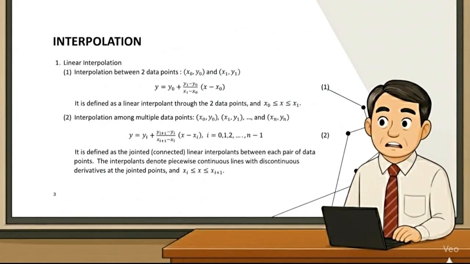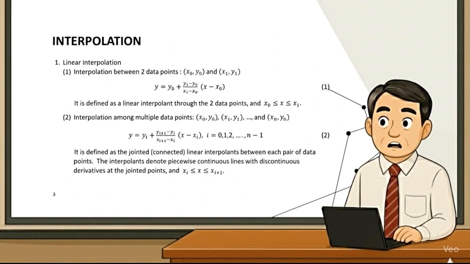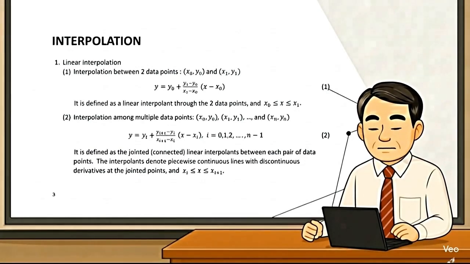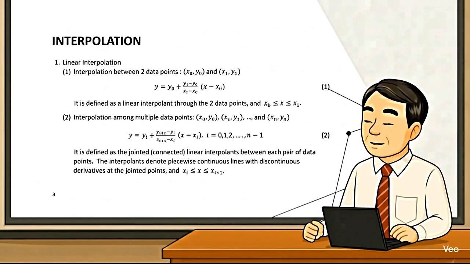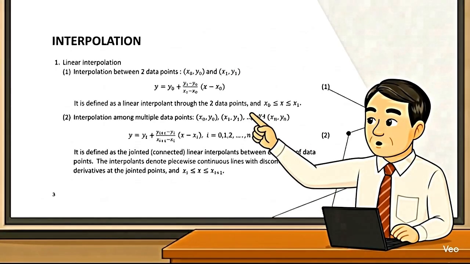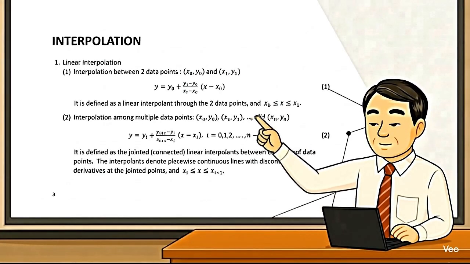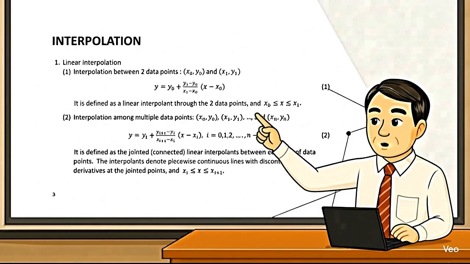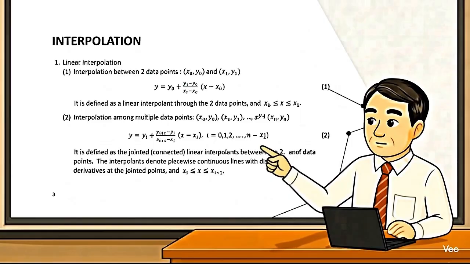Now, we're going to start with the simplest and most common form of interpolation, linear interpolation. This is the method most of us instinctively use when we need to estimate a value between two known points. Let's look at the first formula on this slide. It is used to compute the linear interpolant through the two given data points, x0, y0, and x1, y1. Let me break this formula down.